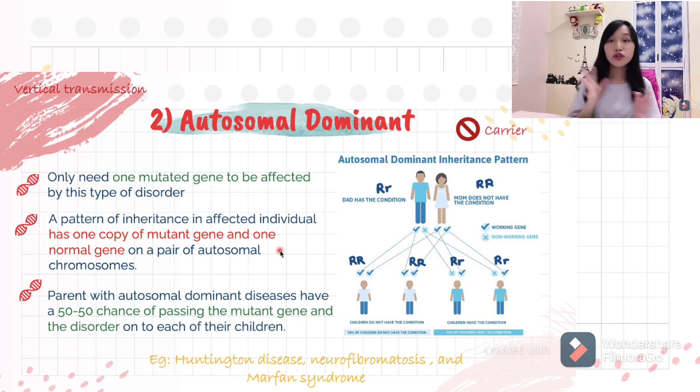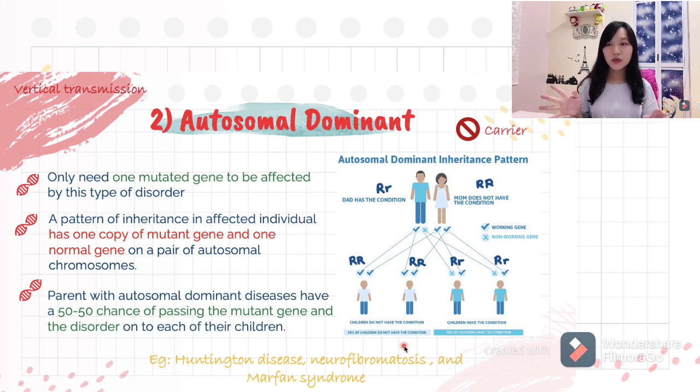In autosomal dominant, the parent with this type of disease will have a 50% chance of passing this mutated gene and the disorder to each of their children. We can see in the picture down here that if the father has the autosomal dominant disease while the mother does not, they produce half of the children with the disease and half of the children being normal individuals. And in this case, there are no carriers, because heterozygous individuals are considered as individuals affected with the disease.